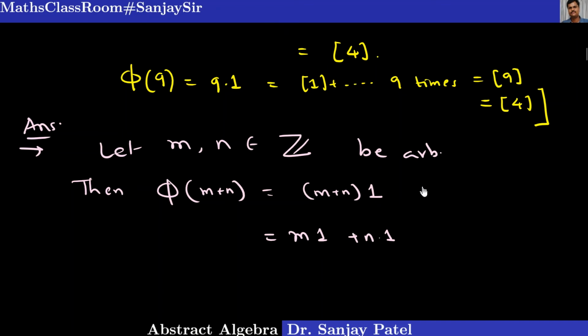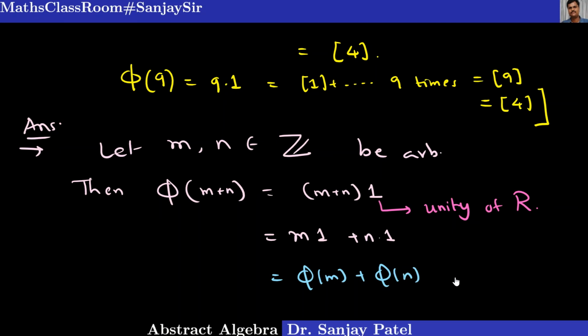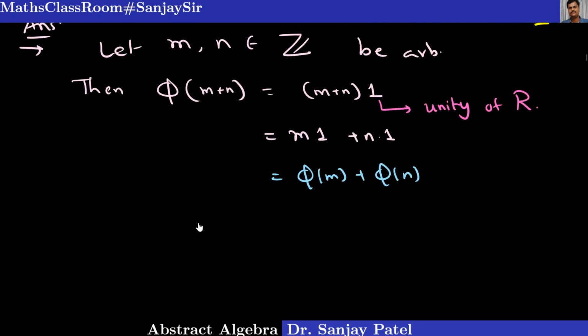So let me again make it clear. This 1 is the unity element of the unknown ring R, which can be anything. If R is the ring of matrices, this unity 1 will be the identity matrix. And this gives us phi of m plus phi of n. So what we have proved is phi of m plus n is equal to phi of m plus phi of n.